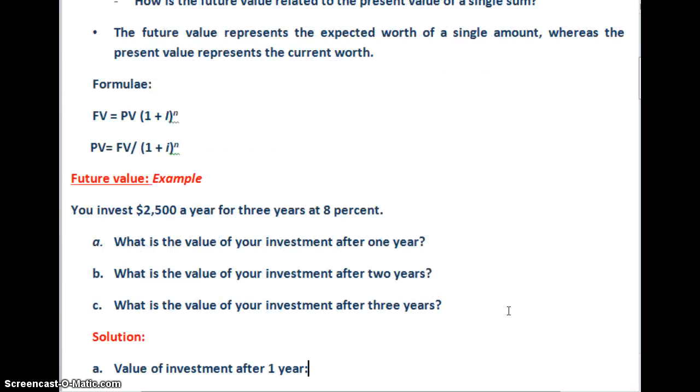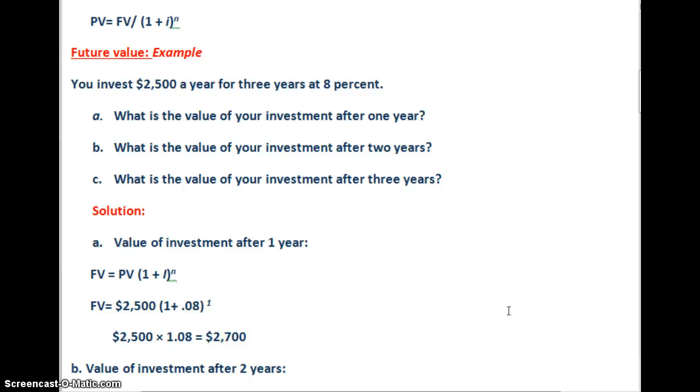So let's take a look at this example on future value of money. You invest $2,500 a year for 3 years at 8%, which means you will invest 2,500 every year for 3 years at an 8% rate of interest. Then the A part of the question is, what is the value of your investment after 1 year? B says, what is the value of your investment after 2 years? And C says, what is the value of your investment after 3 years?